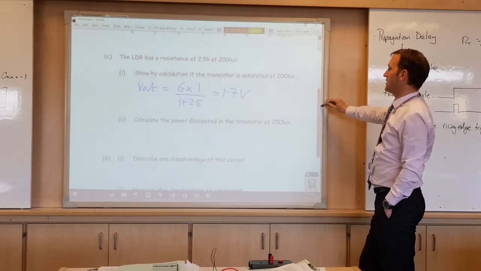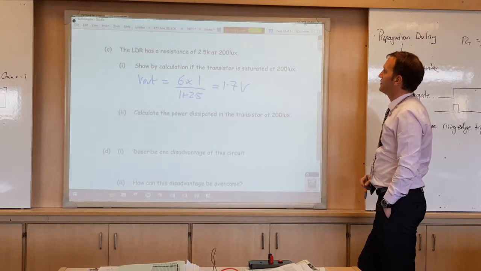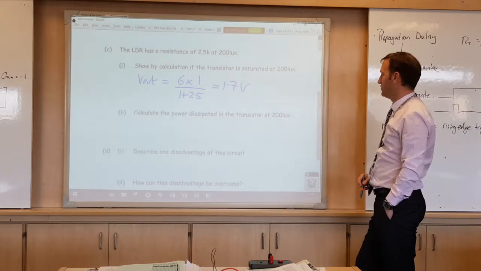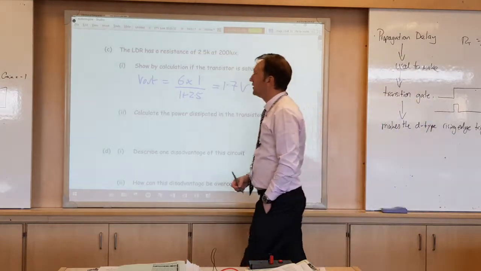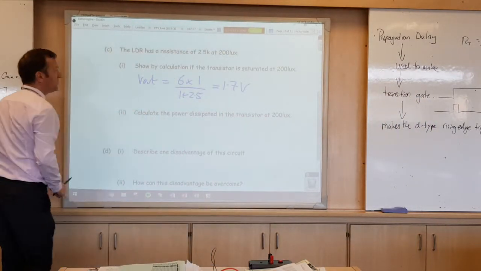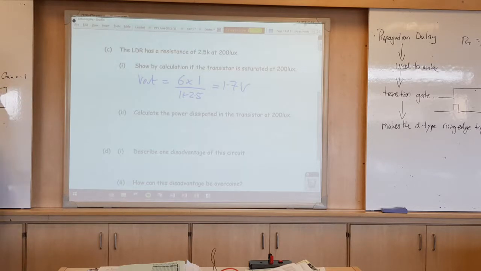Calculate the power dissipated in the transistor at 200 lux. Do you use the I squared R or V squared over R? You could use either, but the problem is, what is R? It's fully saturated, so what's the resistance of the transistor? Zero. It's fully on, everything's allowed to flow. So we just do from nothing. Zero.